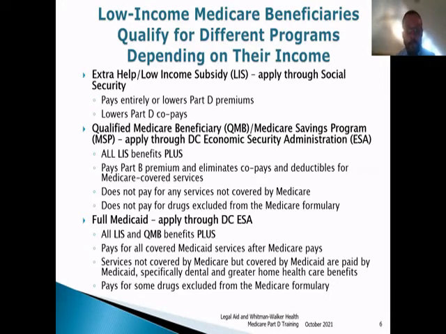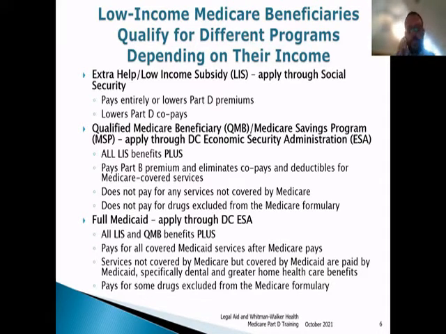There are a few limitations that are really important to remember with QMB though. QMB does not pay for services that are not covered by Medicare. So it is not separate health insurance. All it does is help pay for Medicare covered services. It does not pay for things that Medicare itself is not the primary payer for. In addition, the low-income subsidy and QMB do not pay for medications that are excluded from the Medicare formulary. So anything that's covered by Medicare, it's going to help reduce the cost. But if it's not covered by Medicare, then you can't get it through LIS or QMB.